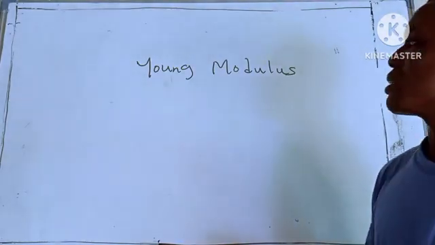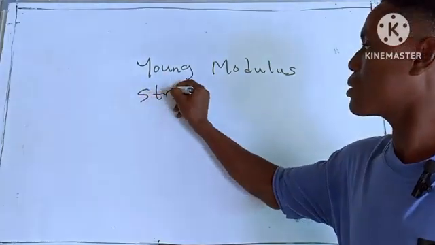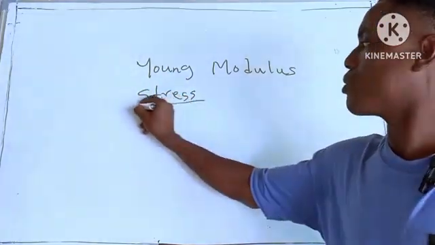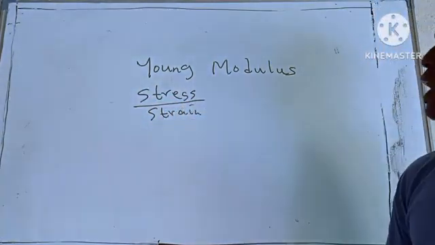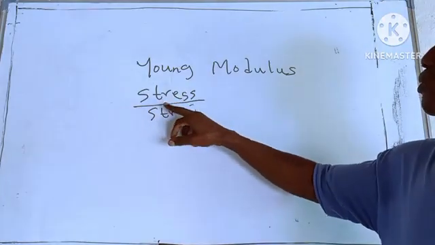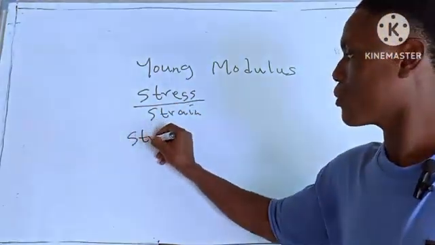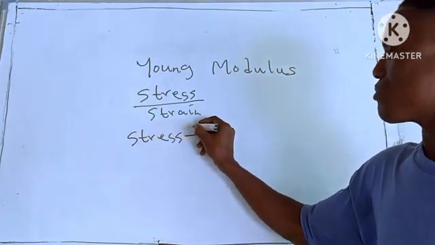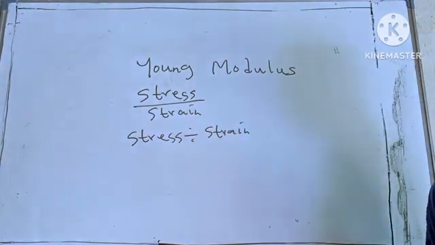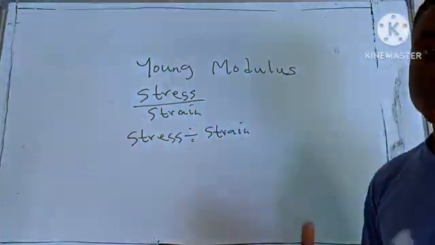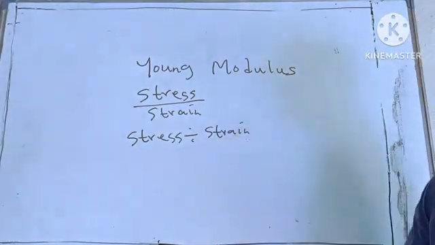Okay. So the formula is stress all over strain. And in maths, stress was divided by strain, right? And you can also write it in this form: stress divided by strain, isn't it? Either in this form or in this form, still the same thing. Now the question is, what is the formula of stress and what is the formula of strain?